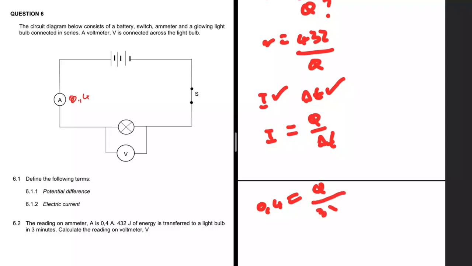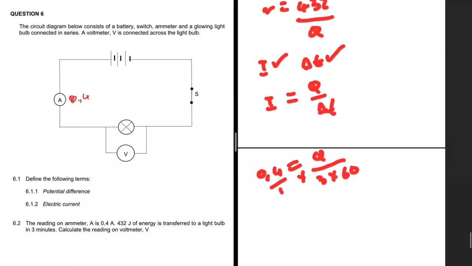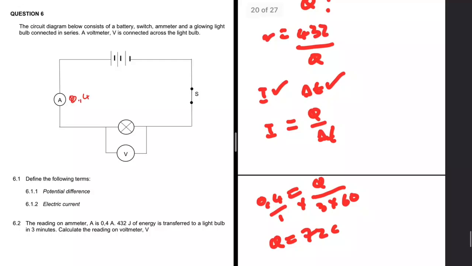So we're going to have 3 multiplied by 60. And then now we cross multiply. We're going to get Q being equal to 72 coulombs. So V will be equal to 432 divided by 72, which will give us 6 volts.